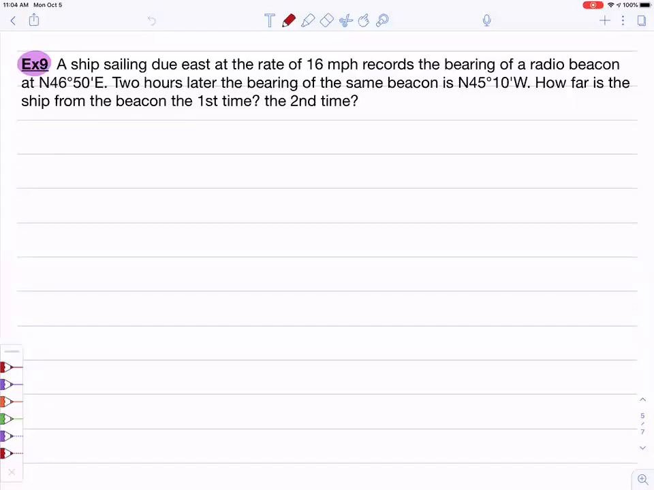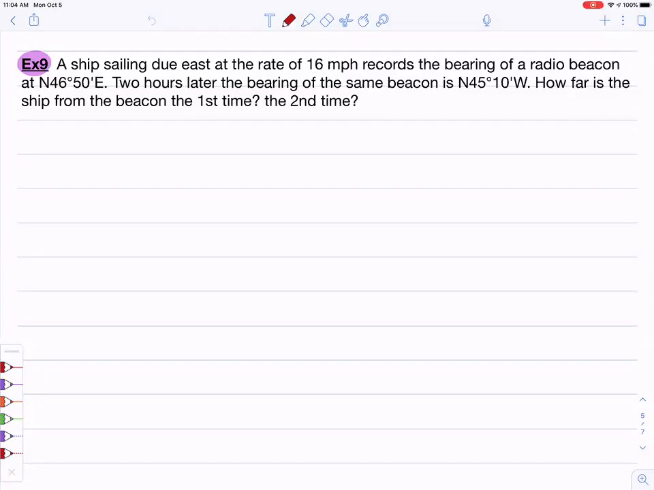You've got a ship sailing due east at the rate of 16 miles an hour. It records the bearing of a radio beacon northeast. Records the bearing of, that just means the captain sees something. Okay, that's the English version. Two hours later, he sees the same beacon. Now it's northwest. How far is the ship from the beacon the first time? How far is the ship from the beacon the second time? So that's just what I like to call the scream and run mode, only you don't have a chance to scream and run.